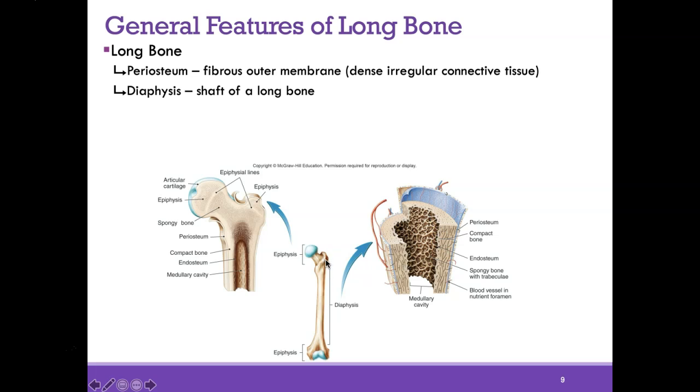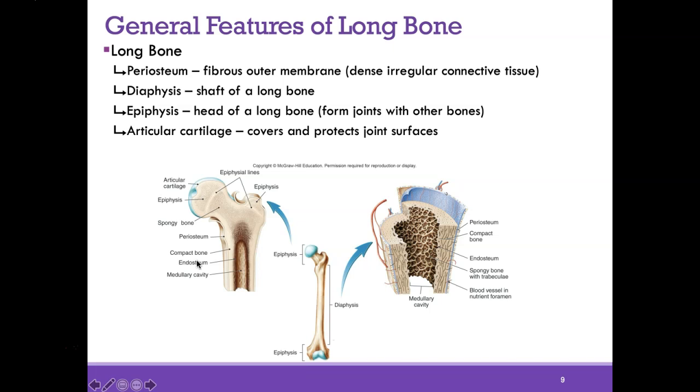Let's just talk about some parts of bone. The shaft of a long bone is called the diaphysis. So this part is called the diaphysis. And the two enlarged ends are called the epiphyses. Singular is epiphysis. Both are epiphyses. So these are the heads of the long bone that could form joints or articulations with other bones. The articular cartilage is a layer of cartilage that covers and protects the joint surfaces to enable very smooth movements.